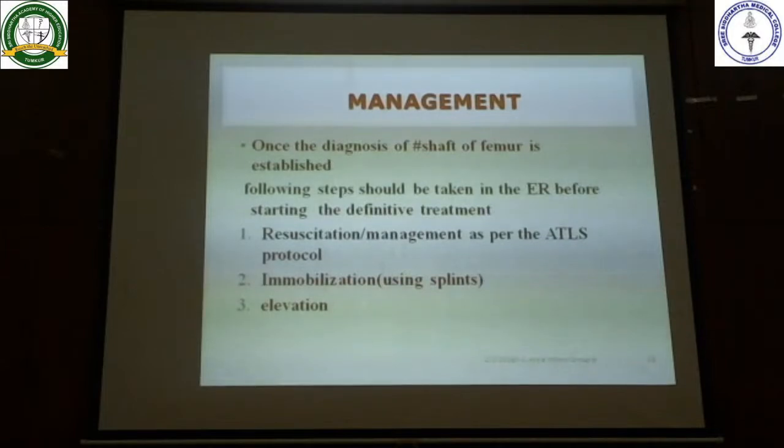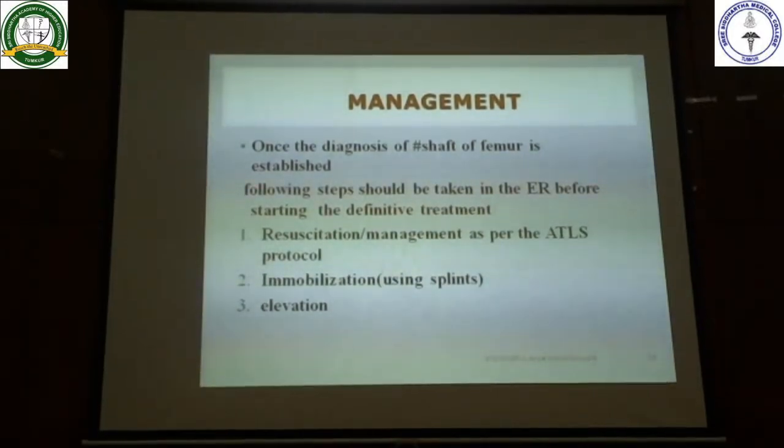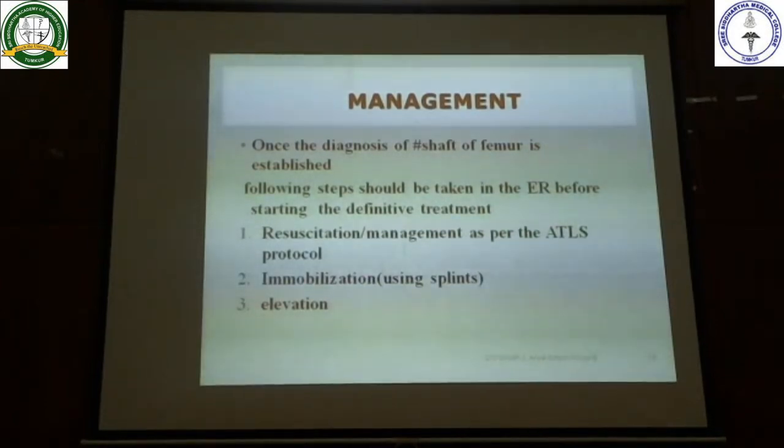So they have a particular protocol of what to treat and all those things. Some of you might be aware of that already. So it has to go according to the ATLS protocol.